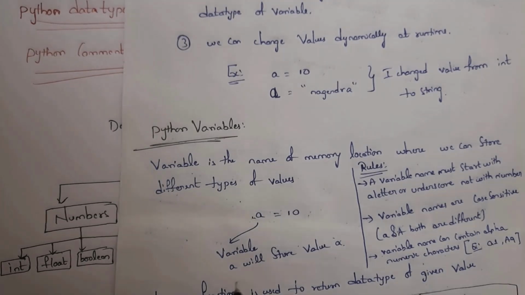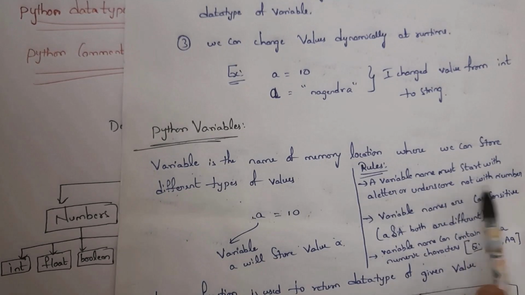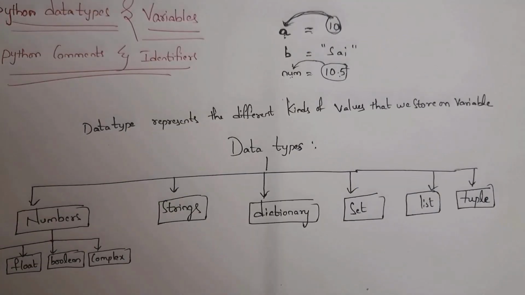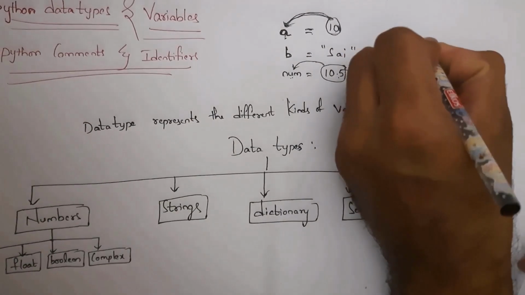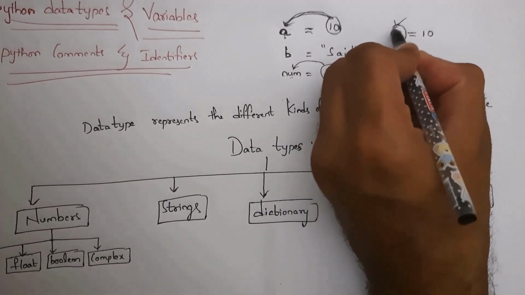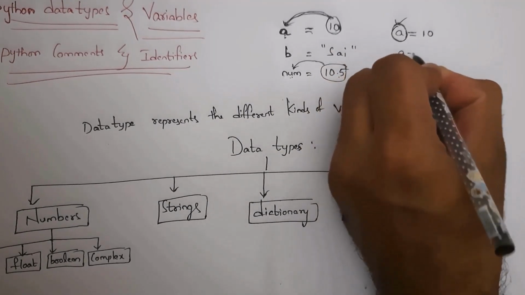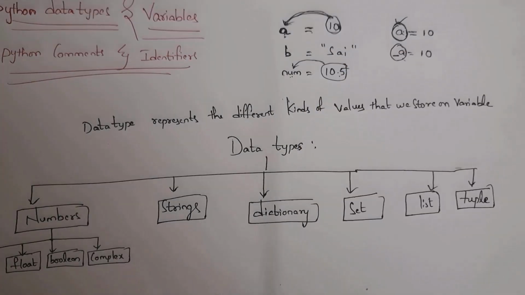There are some rules which we need to follow before declaring a variable. Those rules are: a variable must start with a letter or underscore, not with a number. For example, a equal to 10, where this a is a letter. A variable must always start with an alphabet or underscore, or you can also write like this: underscore a equal to 10.